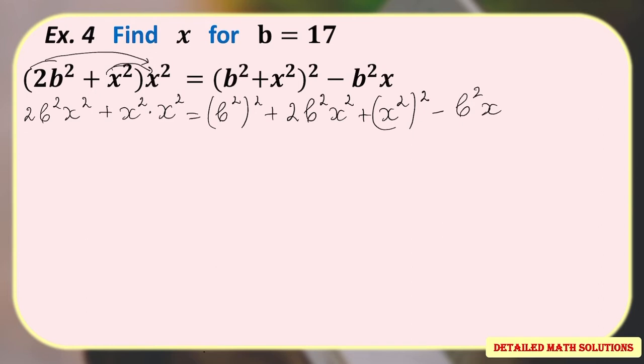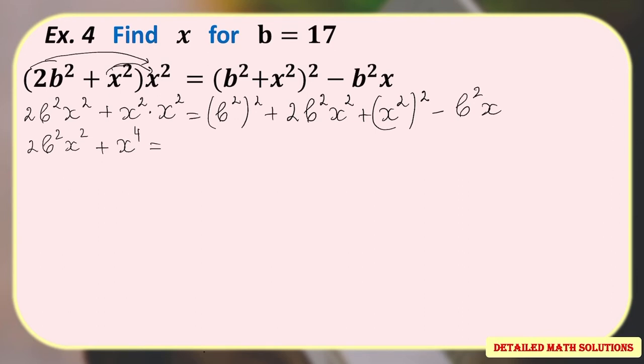Next, I need to apply the rules of exponents to simplify further. For the first term, 2b squared x squared, I can't do anything further, so I'm just going to rewrite it. Next, x squared multiplied by x squared, I need to add the exponents. 2 plus 2 is x to the power 4.